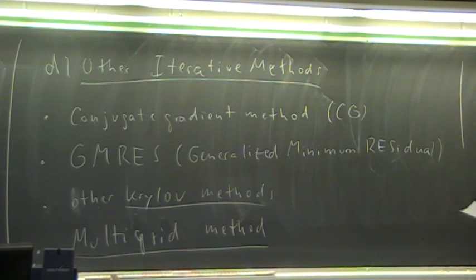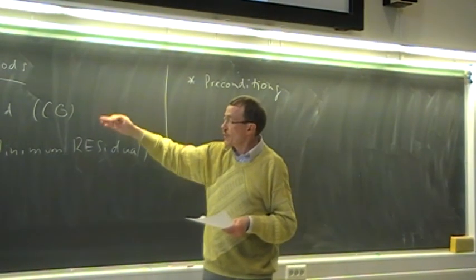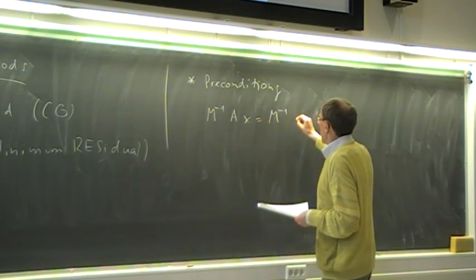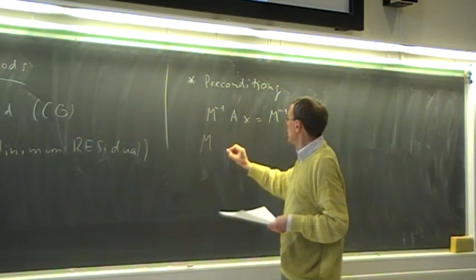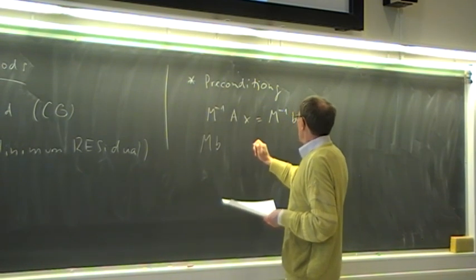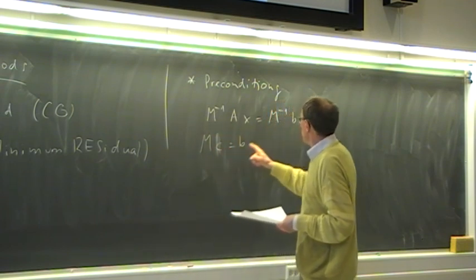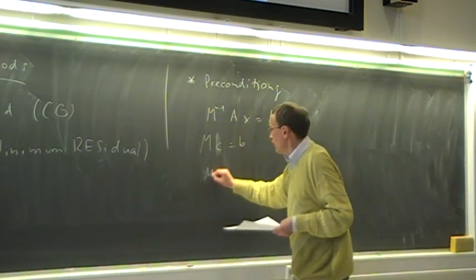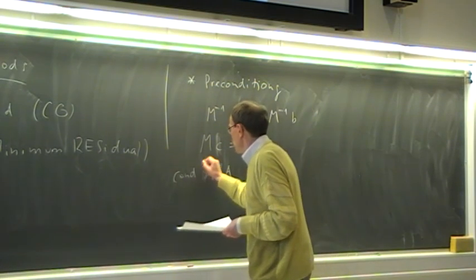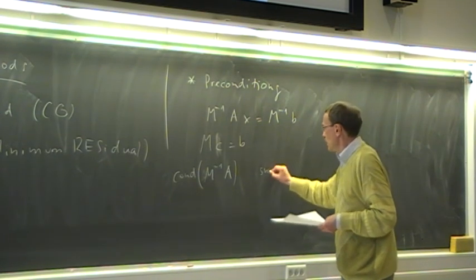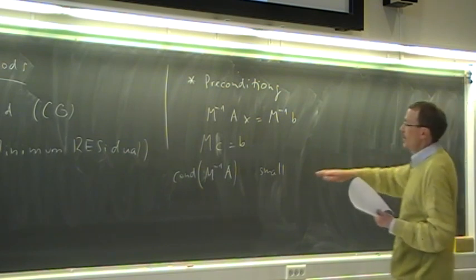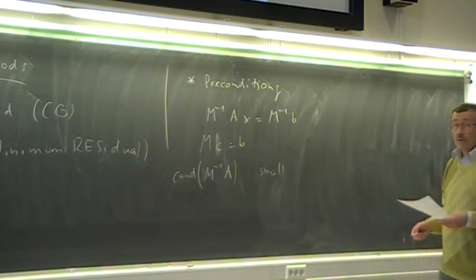Finally, just so that you have heard of it, preconditioning is usually important to get good convergence with these methods. You do not solve the system as you have it, but you solve the system M inverse A x equal to M inverse b, which should be solved easily. And then the condition number of M inverse A should be rather small. That is the goal. Best would be to choose M equal to A, but then you would just have the problem again when you solve this equation. But there are some nice choices for that.